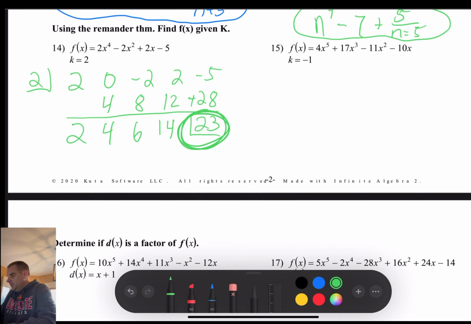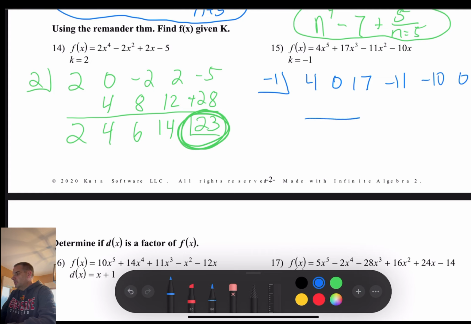Number 15. We'll put negative 1 in our box. To the 5th is 4. We don't have it to the 4th, so I have to put a 0. Sorry about that. A 17 to the second is negative 11. Negative 10, we don't have a constant, so we've got to put that 0, and I guarantee you that's going to be on the test. Guarantee there's going to be one like this on the test where you got to add that 0 in there. We talked about it on the last quiz.